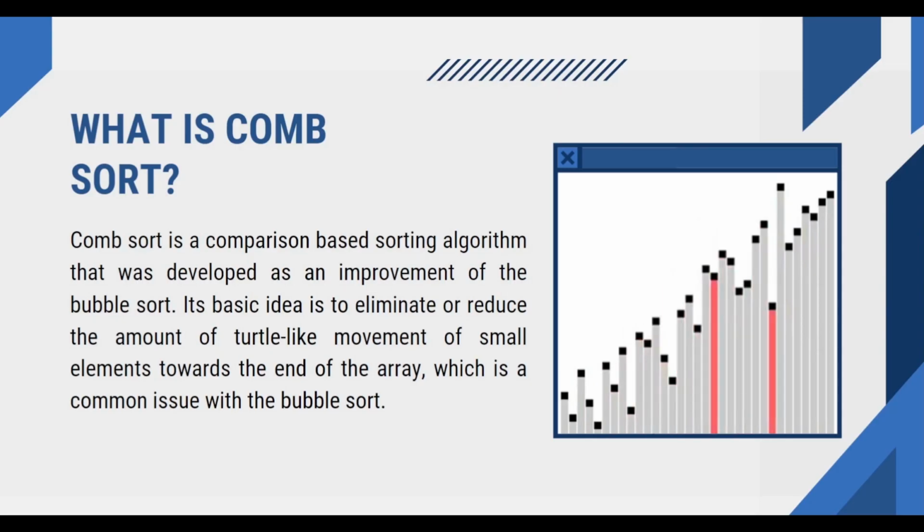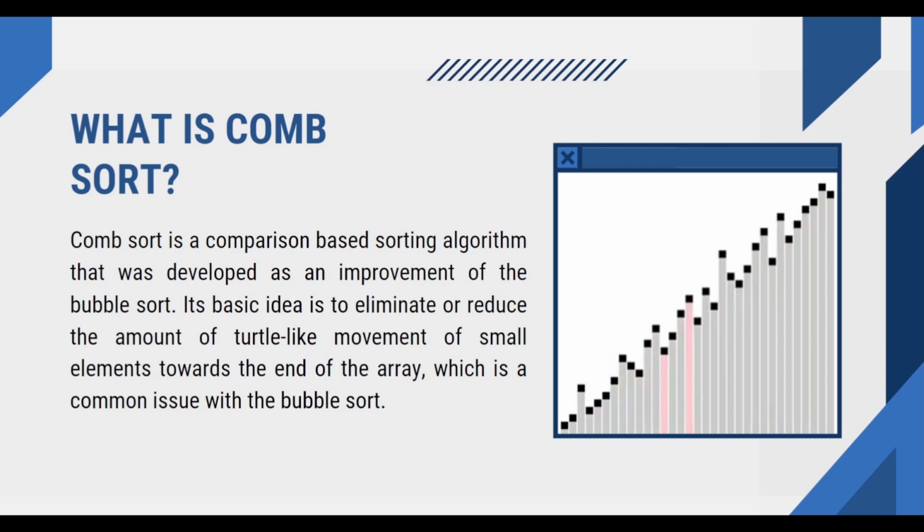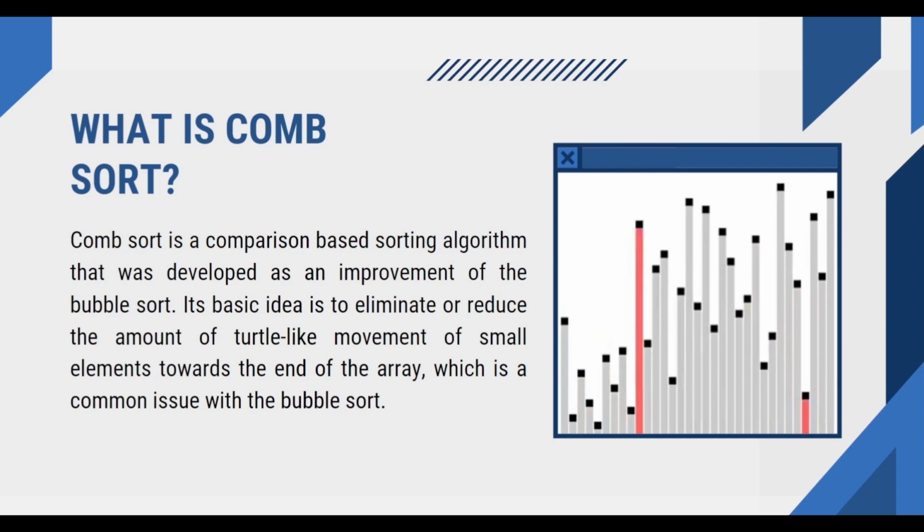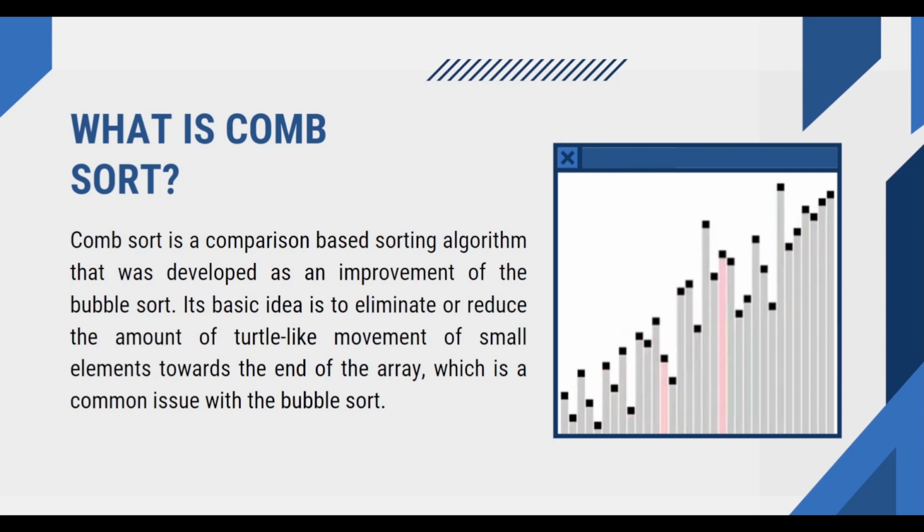Let's start with explaining what is CombSort. CombSort is a comparison-based sorting algorithm that was developed as an improvement of the bubble sort. Its basic idea is to eliminate or reduce the amount of turtle-like movement of small elements towards the end of the array, which is a common issue with the bubble sort. As you can see from the GIF on the side, it shows a visual example of how the CombSort works. That will be further explained in the video.